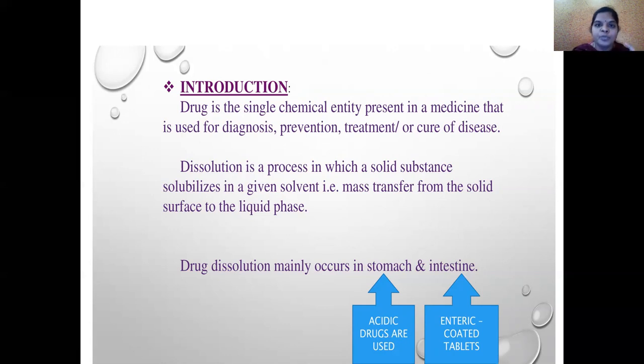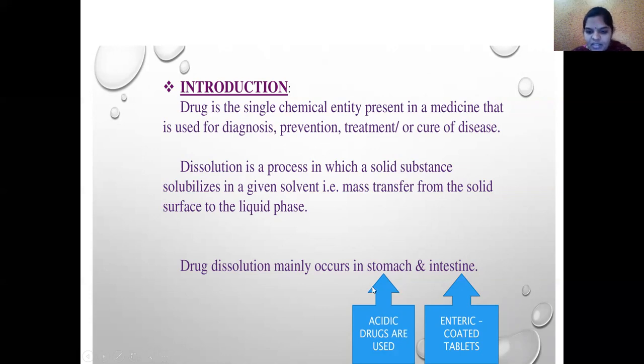Once again, I am repeating: the solid changes its state to liquid in the presence of a solvent. That is nothing but dissolution. Where does drug dissolution mainly occur? In the stomach and intestine, under acidic and alkaline pH conditions. The stomach maintains acidic pH, that is 1 to 3. The intestine maintains alkaline pH, that is 5 to 7. So drug dissolution can occur in the stomach and intestine.